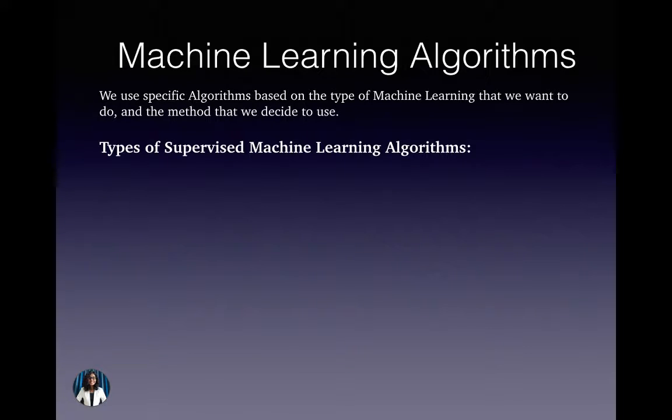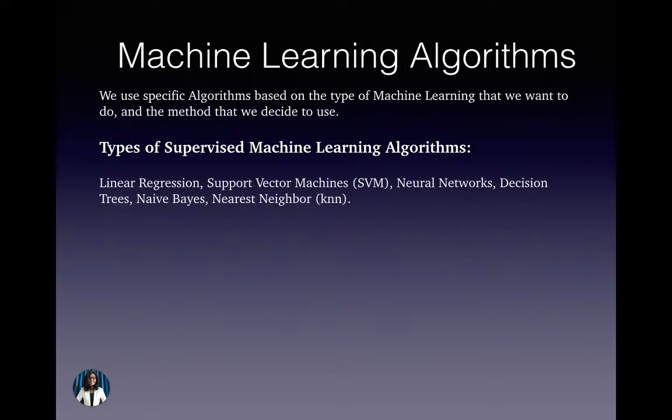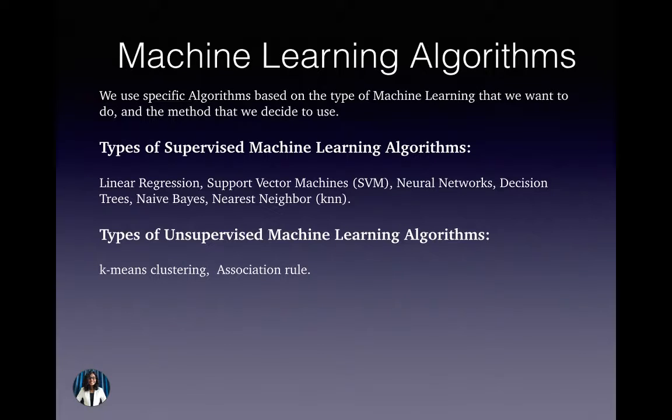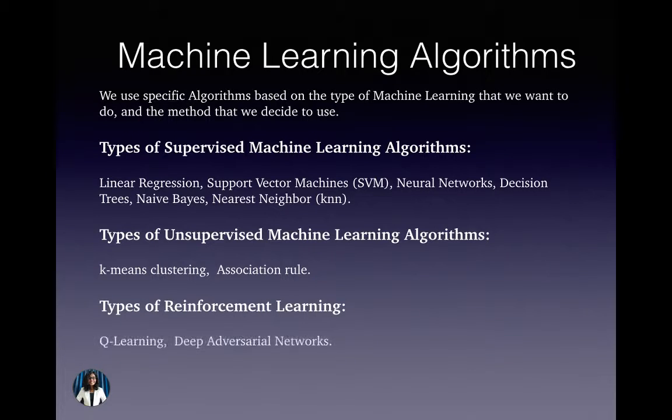So we have the types of supervised machine learning algorithms. We have linear regression, support vector machines or SVM, neural networks, which is a major part of deep learning, decision trees, naive Bayes, and nearest neighbor or KNN. Next, we have types of unsupervised machine learning algorithms, which include k-means clustering and association rule. Finally, we have types of reinforcement learning, which includes Q-learning and deep adversarial networks.